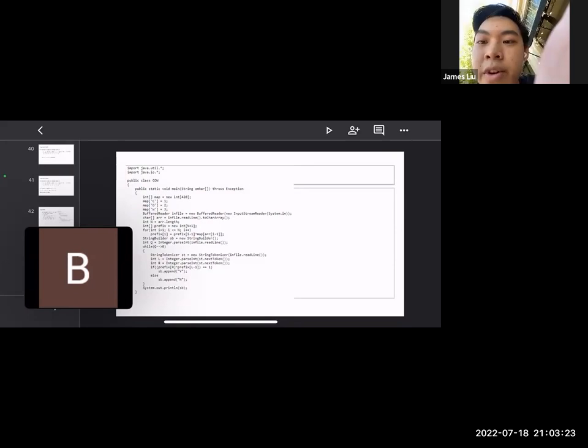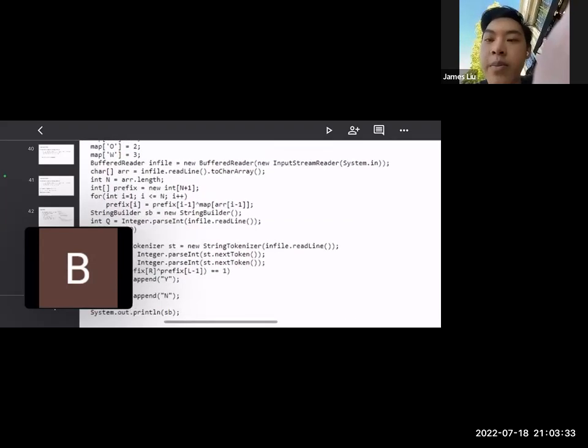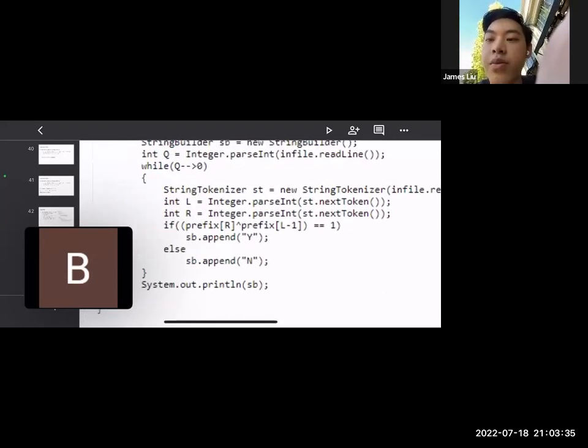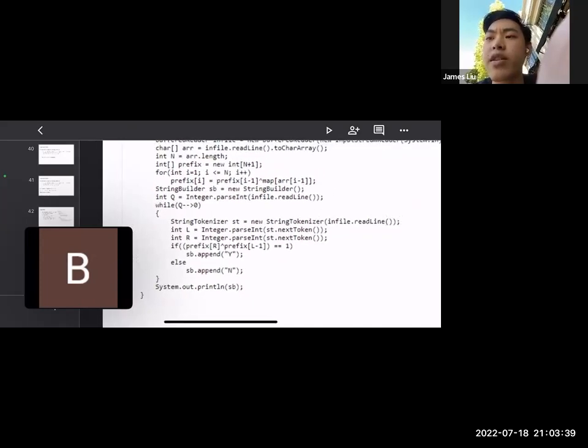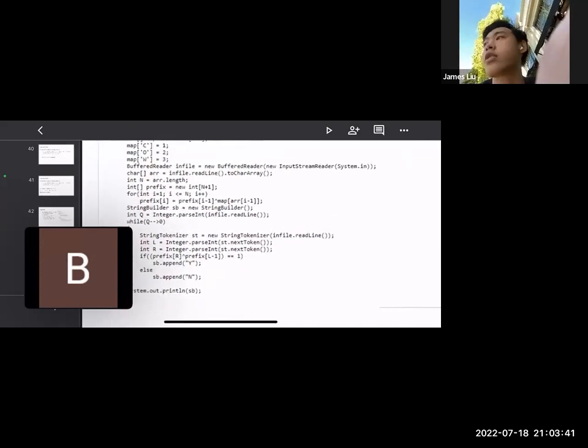And then for every query, you just take the XOR subarray for each query. If it's equal to 1, return yes. Otherwise you return no. And we can do this. It might not seem intuitive that we can do this on XOR.